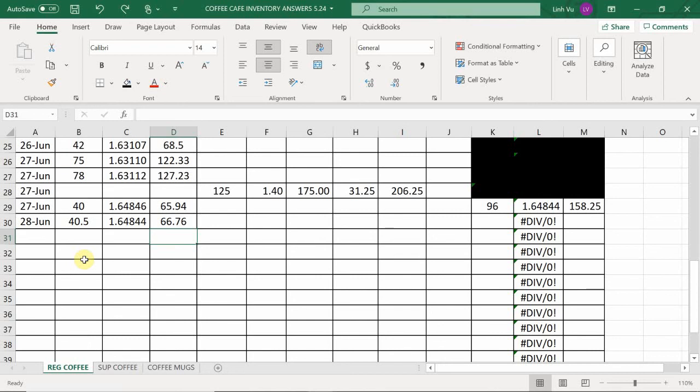So you're going to divide that amount by what it costs you per pound. No. If I was your customer and I came to your store, and your coffee is $1.64844 per pound, and I buy 40 and a half pounds from you, how much are you going to charge me? I'm not gonna charge the customer 1.64844. I'm gonna charge them a rounded number, right?